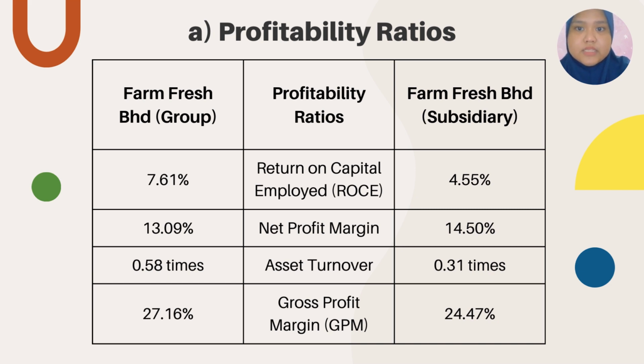The subsidiary entity is able to make a profit of 50 cents per RM 1 of sale compared to the group entity profit of 40 cents per RM 1 of sale. On the asset turnover, it shows that the group entity of Farmfresh Berhad is more favorable at using its assets to produce revenue than the subsidiary entity. On gross profit margin, it shows that the management team of the group entity is more effective in generating revenue compared to the management team of the subsidiary entity.